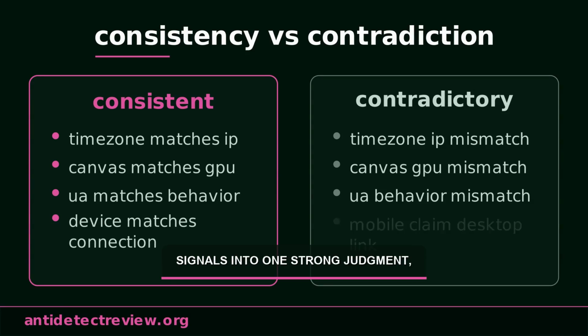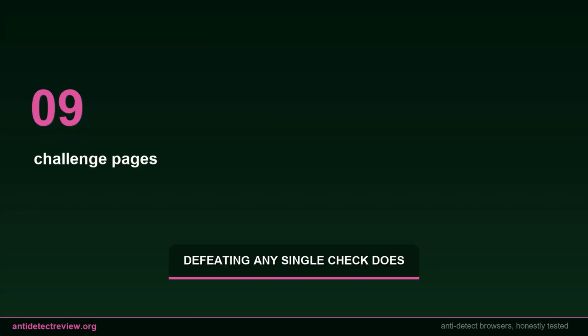Because they layer many weak signals into one strong judgment, defeating any single check does not help much if the others still disagree. The whole point of the layering is that no one trick is enough.